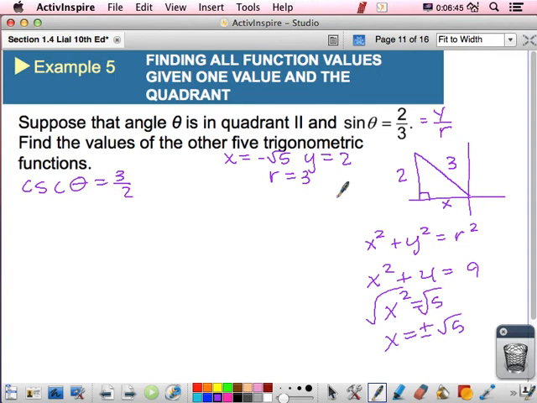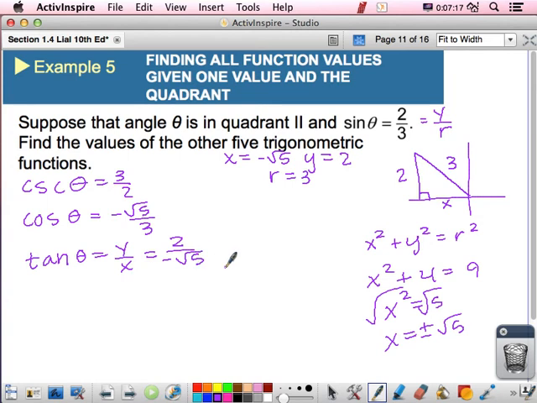So let's go ahead and find cosine. Cosine of that angle has to equal the x value divided by the r value. So in this case, that is negative square root of 5 divided by 3. How about tangent? What's the definition of tangent? Tangent is always equal to y divided by x. So in this case, that's going to be the tricky one. 2 divided by the negative square root of 5. I have to rationalize that, and we never leave a negative in the denominator, so we're just going to float it up to the top. And when I multiply top and bottom by the square root of 5, I get negative 2 square root of 5 all over 5.